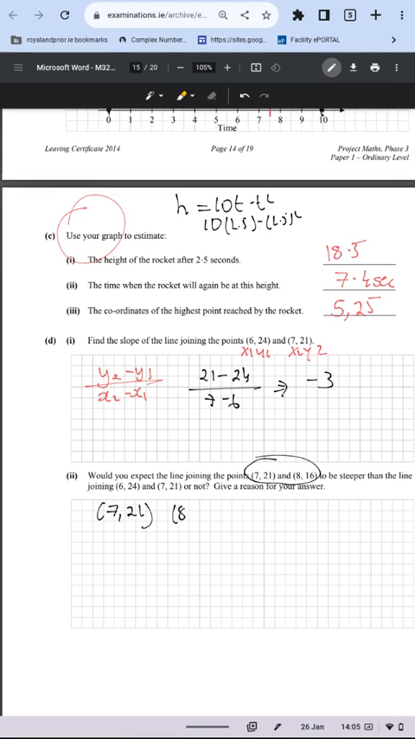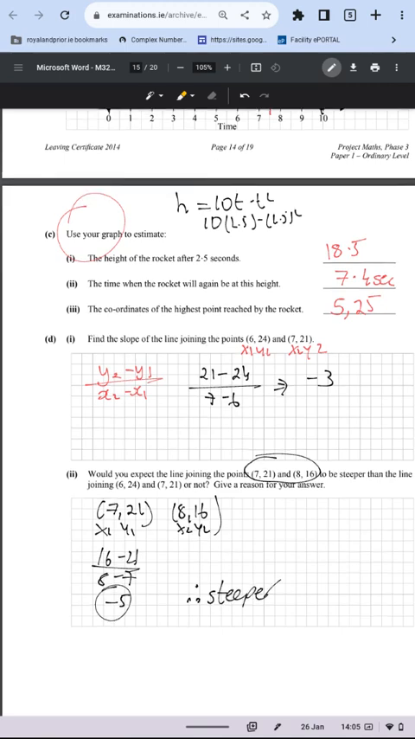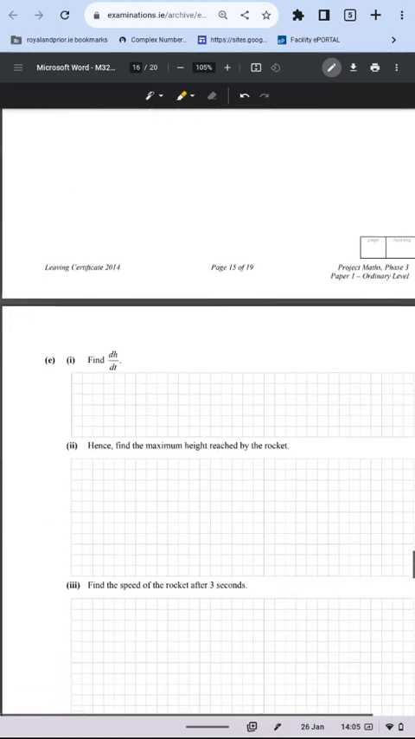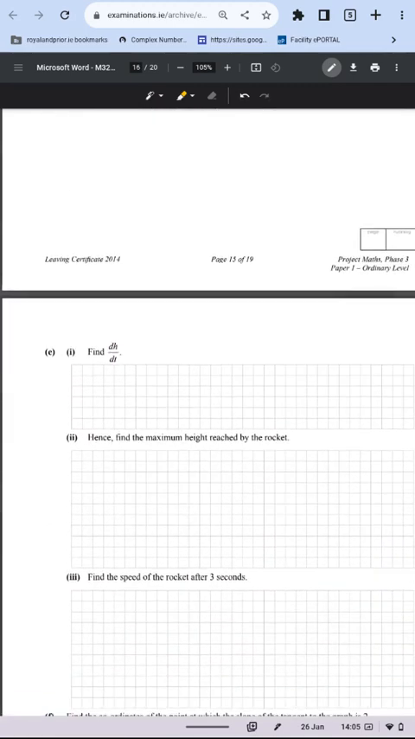I'm not going to complicate it. So x1, y1, x2, y2, y2 minus y1 over x2 minus x1. You get minus 5. Therefore, it's steeper. The minus just means it's going downhill. The bigger the number, the bigger the slope. So now it says find dh dt. So remember h was 10t minus t squared. dh dt is like dy dx: multiply down by the power, reduce it by 1. So 10 minus 2t.